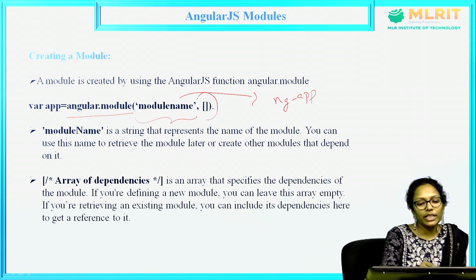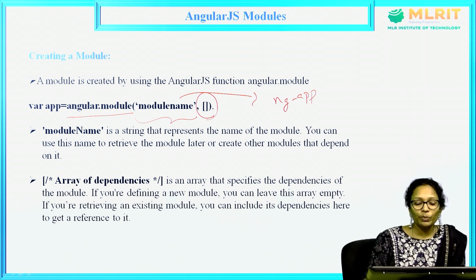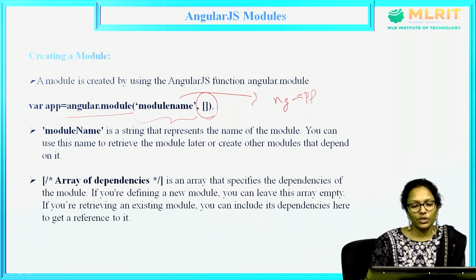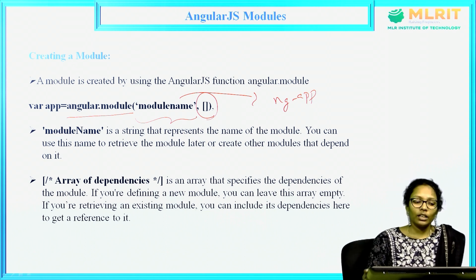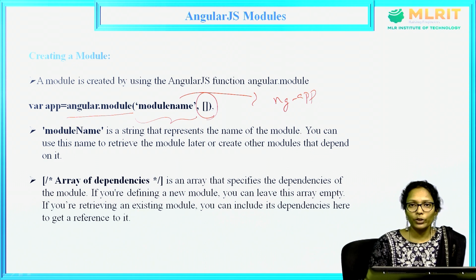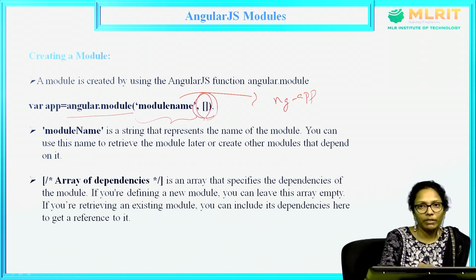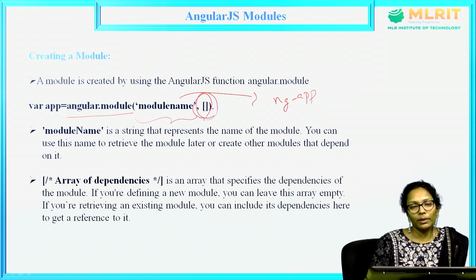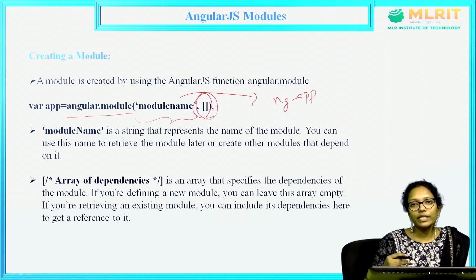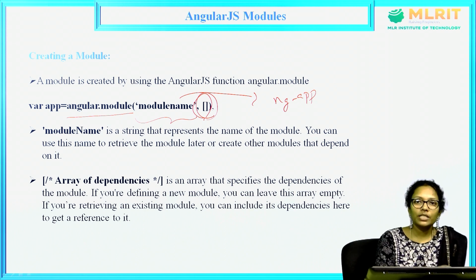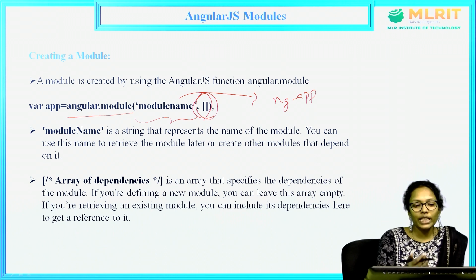Coming to the next one, it is an array. Basically we are making this array empty. Why? Because we don't have any dependencies. Dependencies means we can extend the functionality of this module in the future. For example, if you are writing this module for the first time, obviously this array will be empty, because I don't have any dependencies for that. But if you are extending this module for the second or third time, then you need to add some dependencies. The previous dependencies you need to add. There you can write the dependencies in this array.